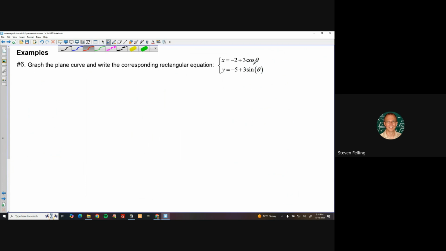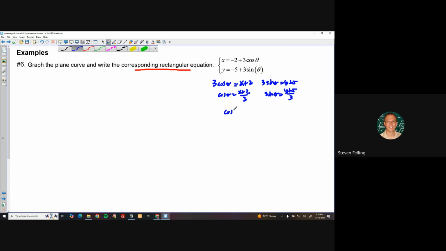Right, so what I'm going to do is solve, let's go to corresponding rectangular equation. If I solve this for theta, 3 times cosine theta is equal to, let's see, x plus 2, if I move that 2 to the other side. And then, let's see, that makes cosine of theta equal to x plus 2 over 3. The second equation here, if I solve that for sine, 3 times sine theta would be y plus 5. So sine theta is y plus 5 over 3.